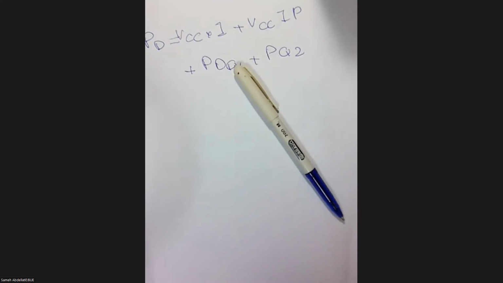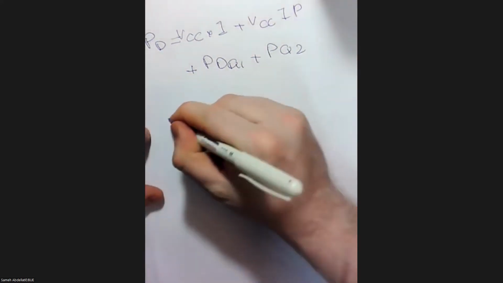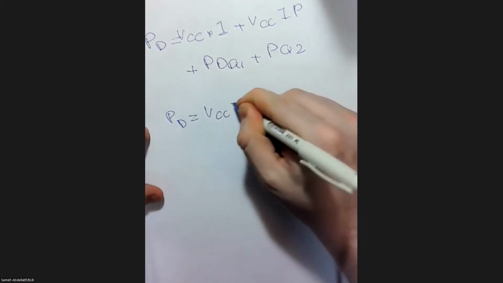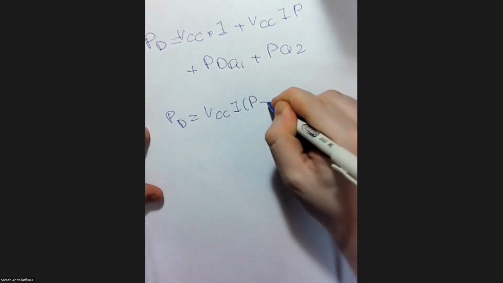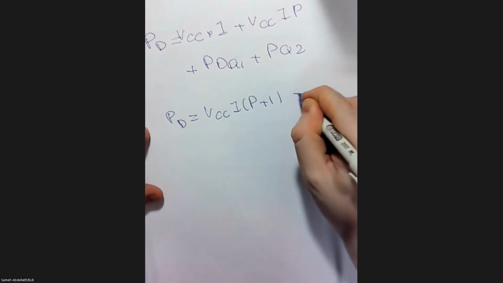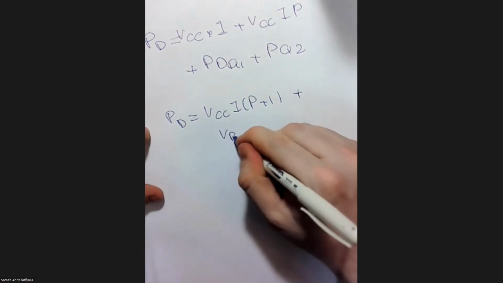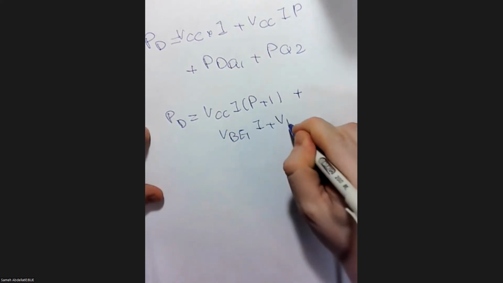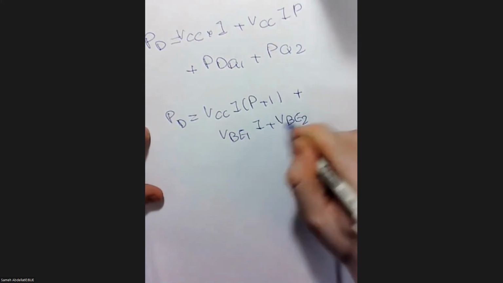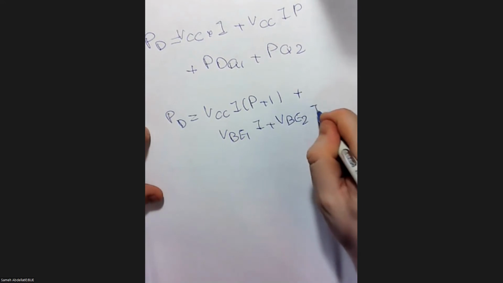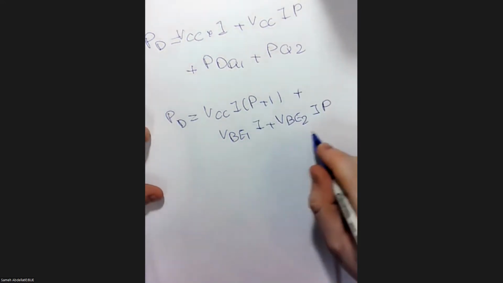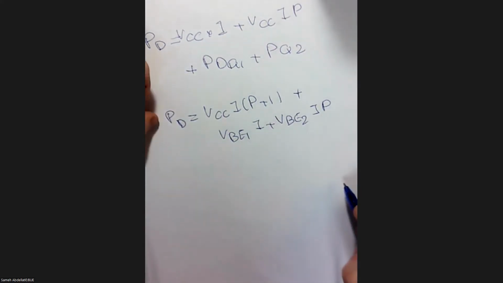We can write an equation like that. The power dissipated equals VCC times I times (P plus 1), plus VPE1 times I, plus VPE2 times I times P, because the current flowing in Q2 is IP.